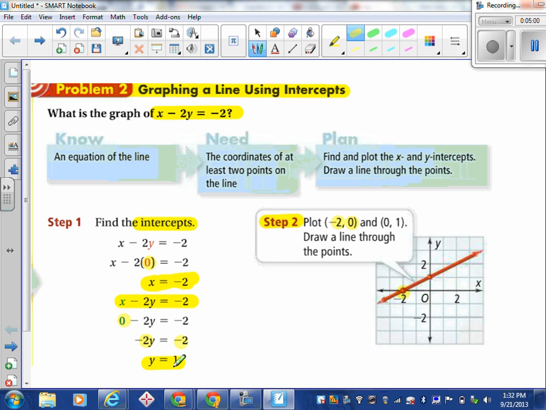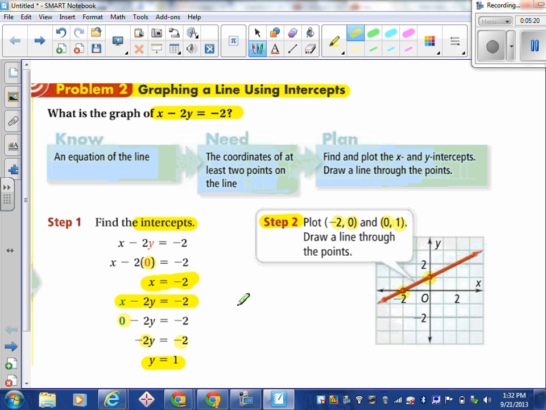Our y-intercept being y equals 1, x y, the y is 1. Because we made x 0, we plot the point 0, 1, which is right there. And then we connect our dots with this straight line.